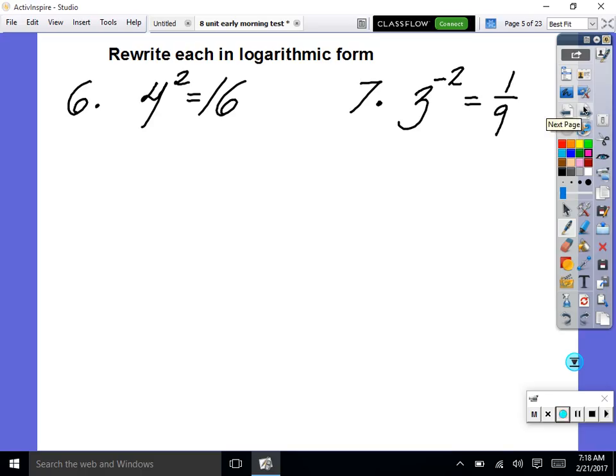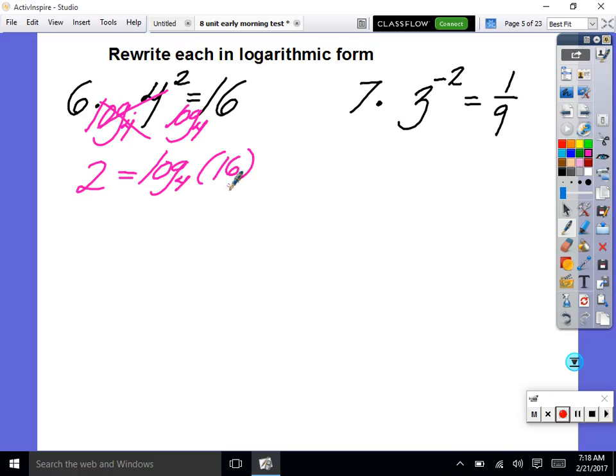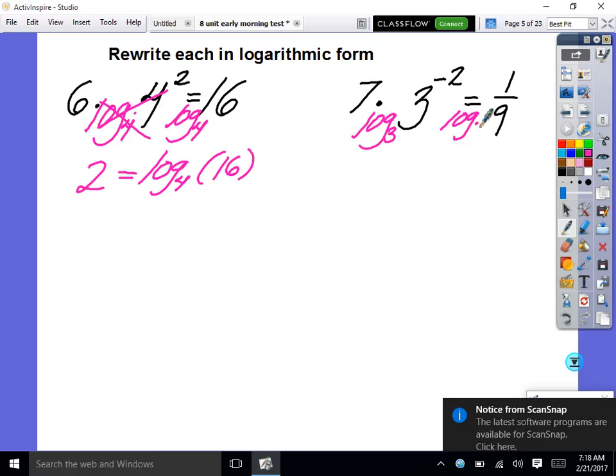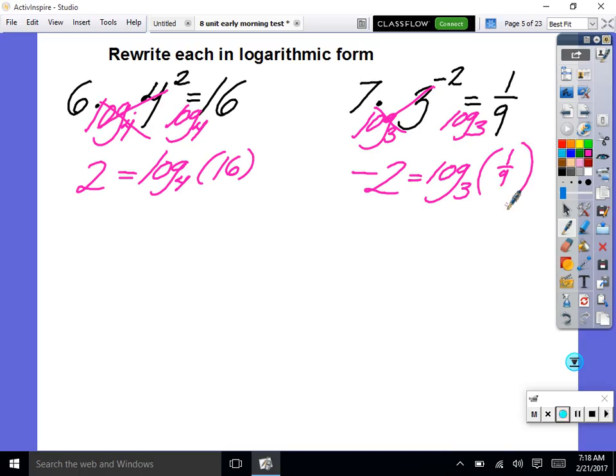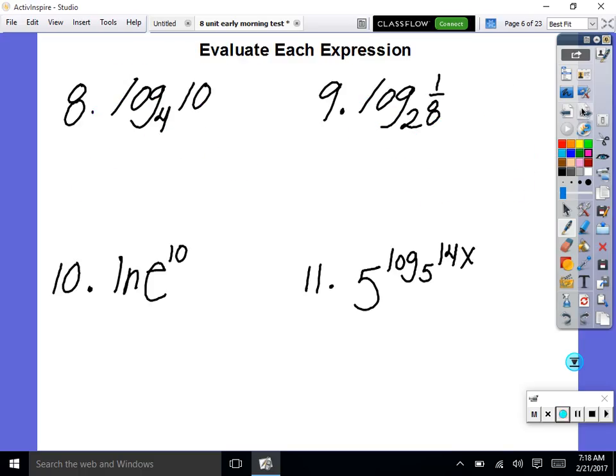Okay, 6 and 7 are going the other way. Write each in logarithmic form. Notice they're already solved. So we need to undo base 4. So we would log base 4 both sides. And I want to see it look like this. Those cancel out, so 2 drops down. So we have log to the base 4 of 16. So this is easy. Log base 3, log base 3, ding ding. Negative 2 equals log to the base 3 of 1 over 9. So that's 6 and 7.